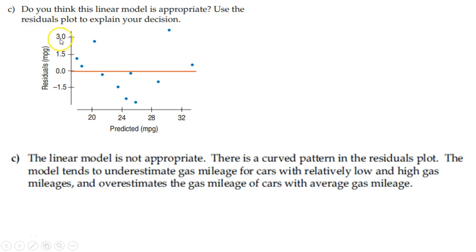And then it says, do you think this linear model is appropriate? It says probably not, and like I said before, it looks like it's kind of curved, right, with a pattern with the residuals. The model tends to underestimate the gas mileage for cars with relatively low and high gas mileage, right? So like here and here, it's underestimating. If you look at the residuals, these are good estimates, but everything else is kind of out there as well. So if you notice that, the lower and the higher the gas mileages are, it's not really doing a good job of predicting them. So an overestimate of the gas mileage of cars or underestimate.